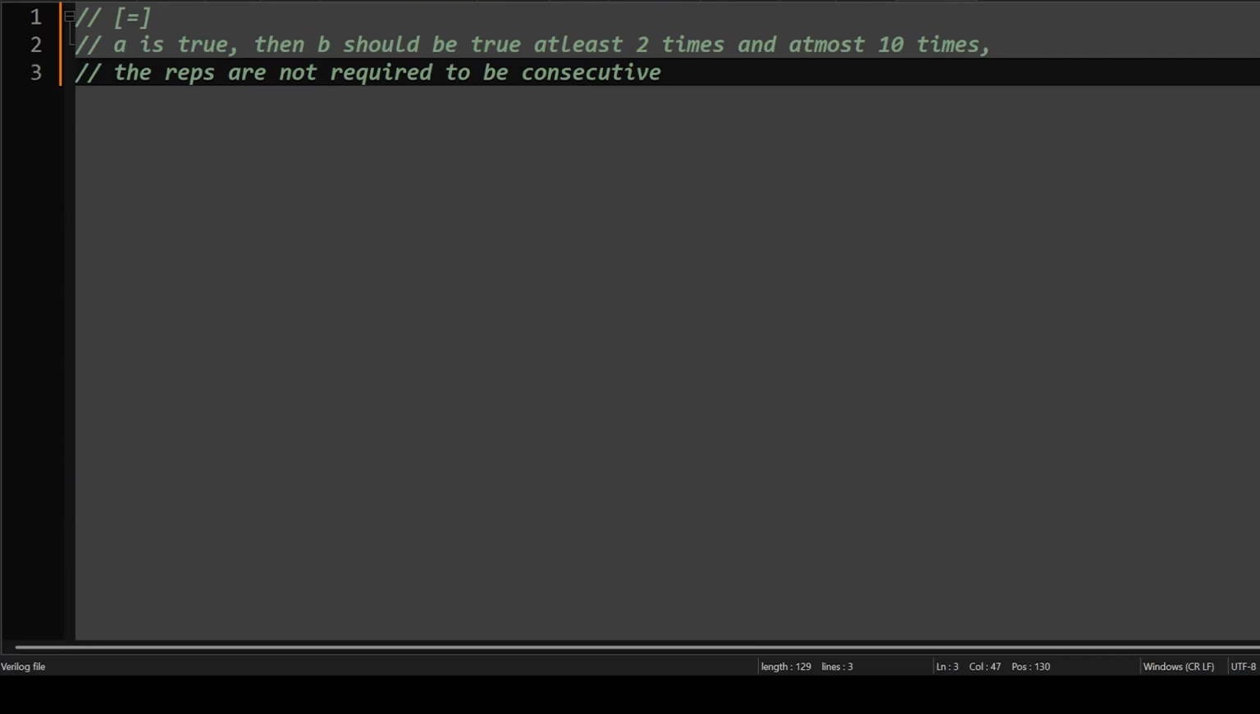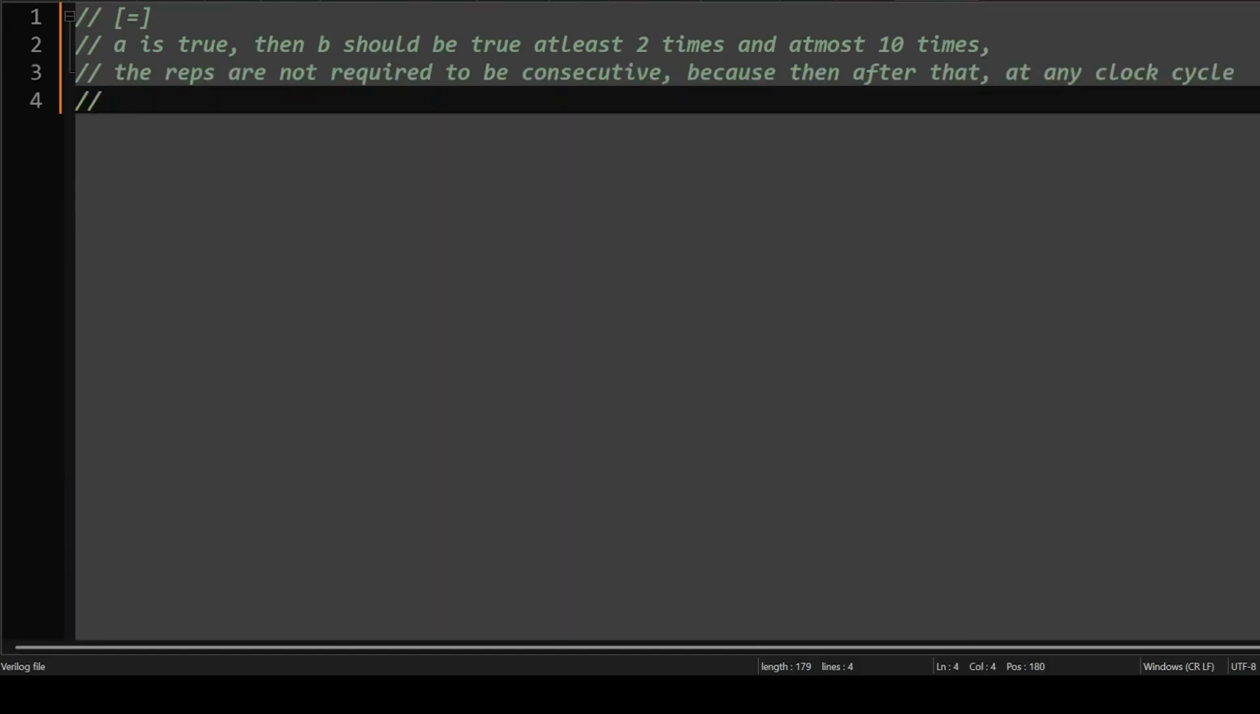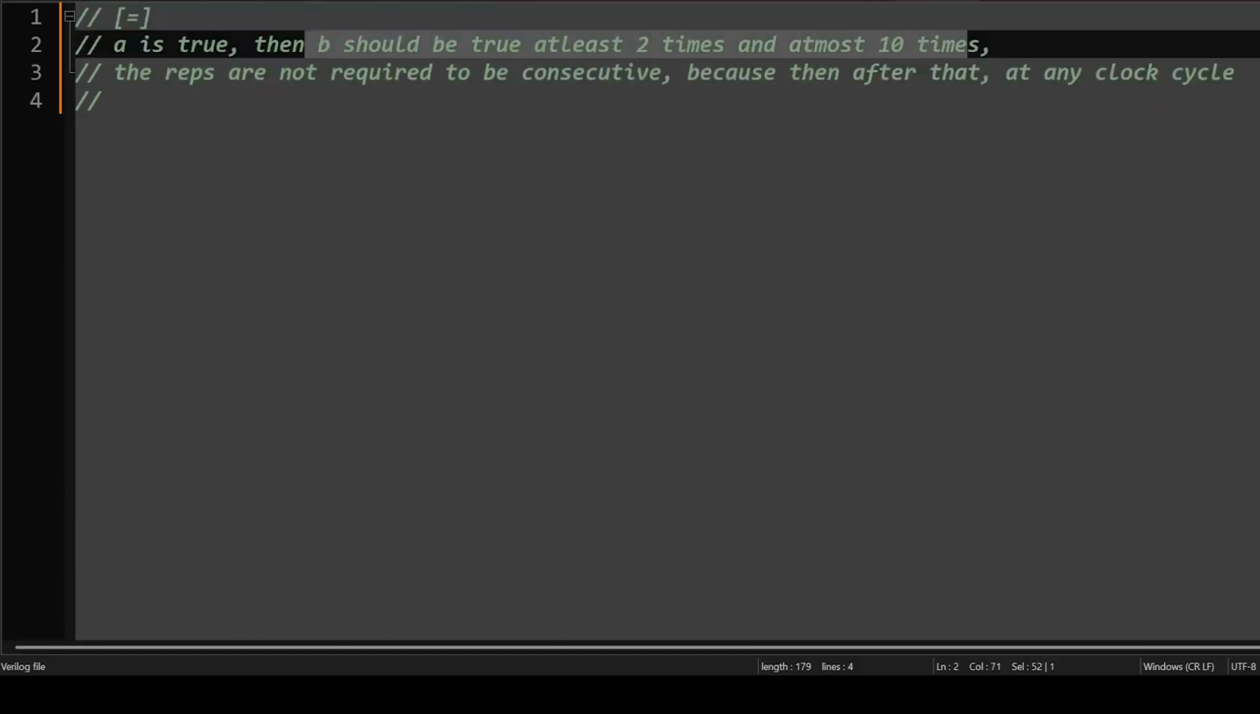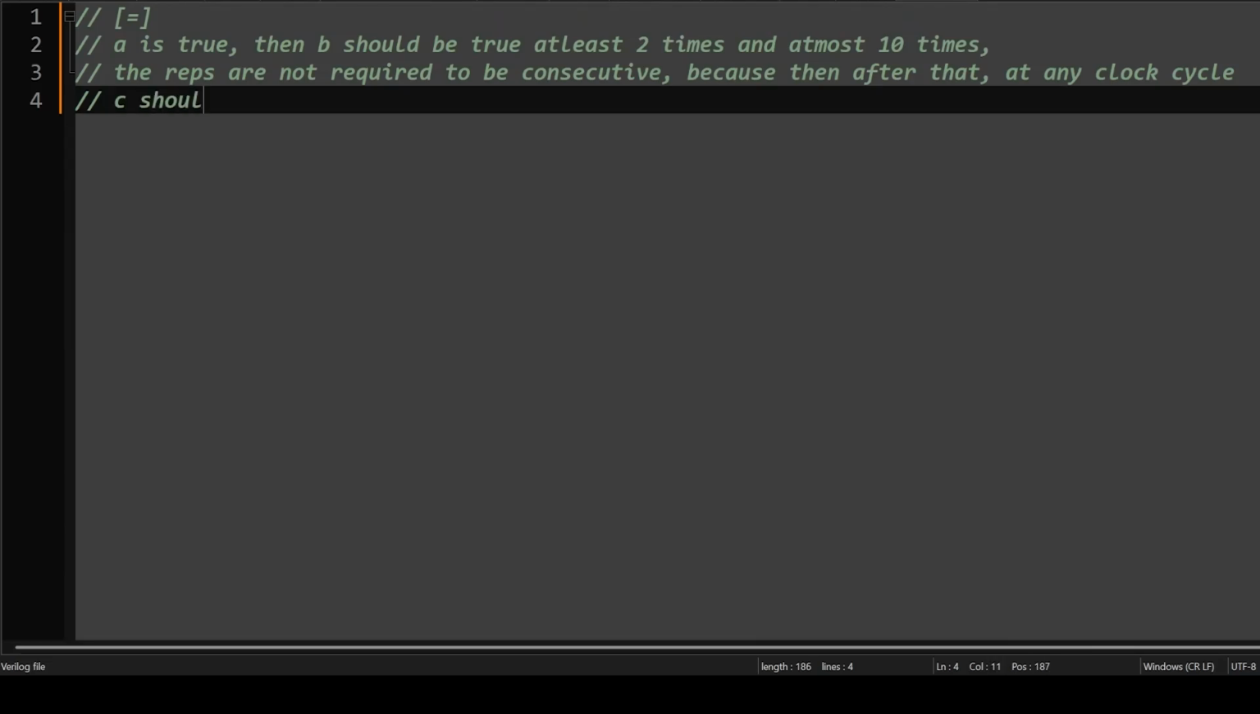So we will keep checking for the pattern until we have detected B at least two times and at most 10 times. And how do we determine at most 10 times? Then after that, at any clock cycle when this particular pattern is detected, C should be true.